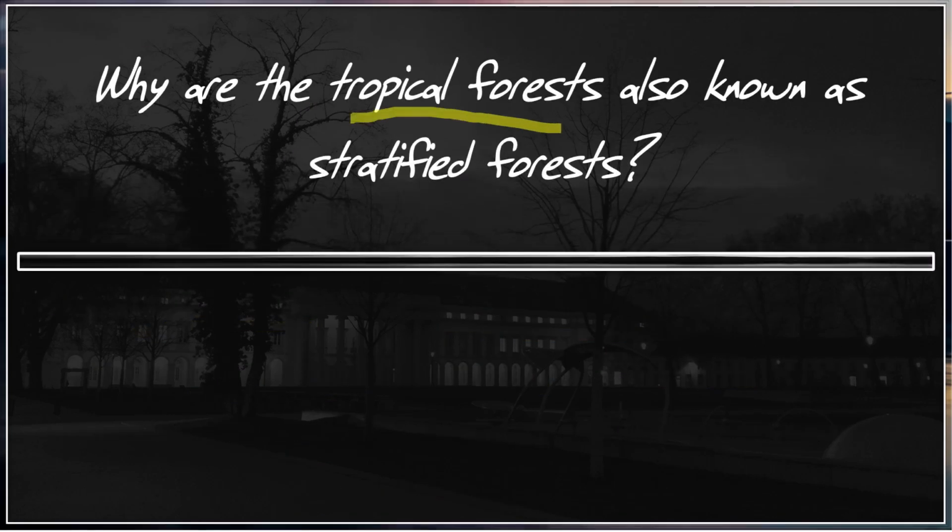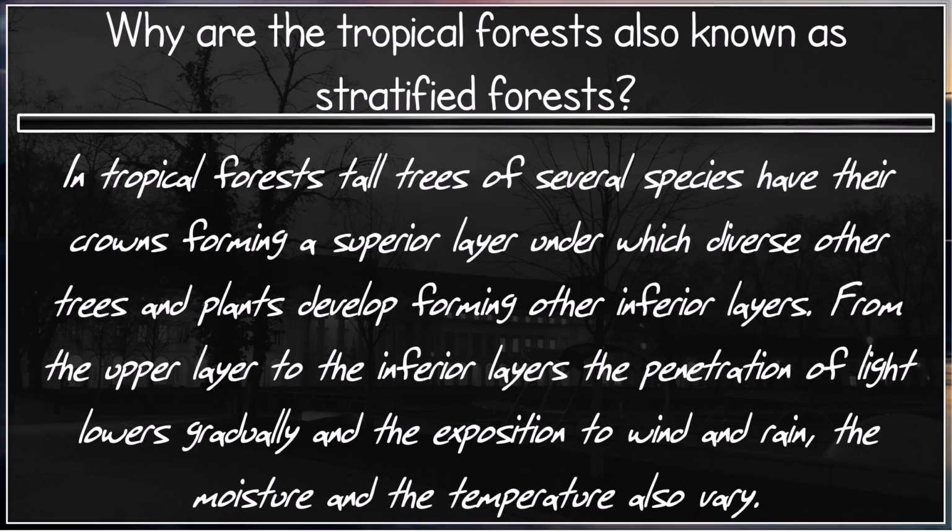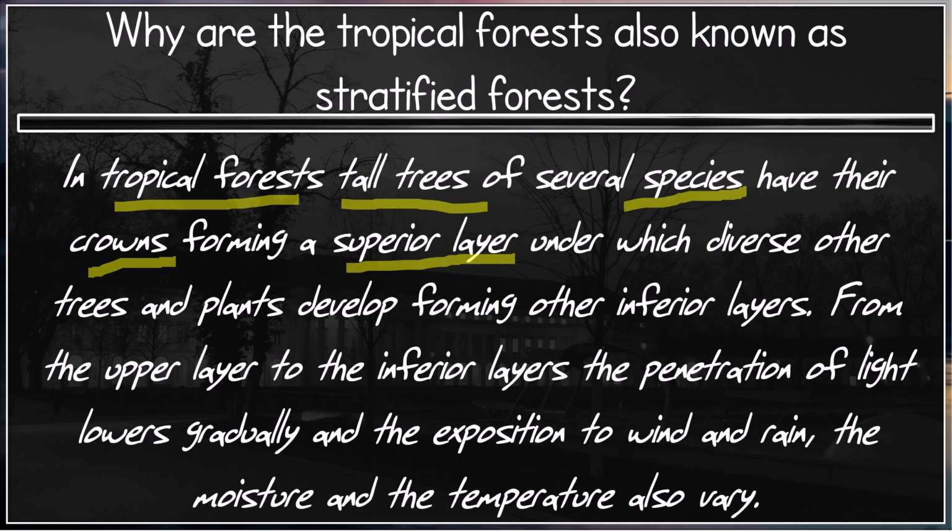What are the tropical forests, also known as stratified forests? In tropical forests, tall trees of several species have their crowns forming a superior layer, under which diverse other trees and plants develop, forming other inferior layers.